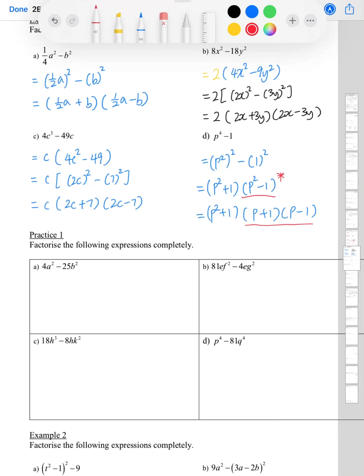Okay, so you can pause the video now. Take a look again, and after that complete your practice 1. In the next video, we'll move on to example 2.